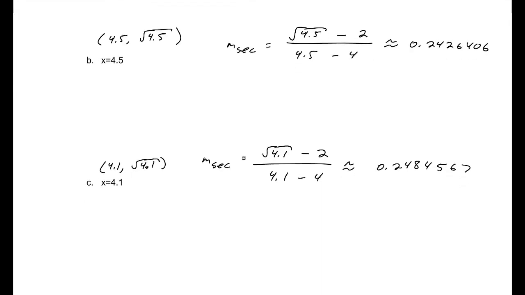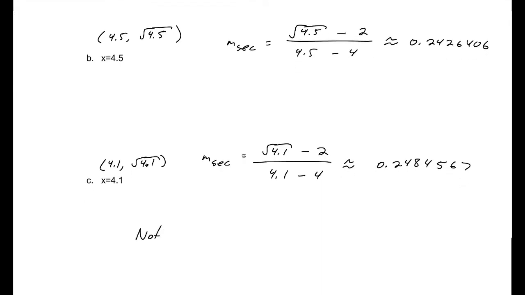Now, I want to make this note. Note that as the limit as x approaches 4, the slope of our secant line is approaching 1/4. And here in a couple of problems, we'll see why that is happening. But as we get closer to 4, the slope of our secant lines is approaching 1/4. That is going to be our instantaneous rate of change once we get there.